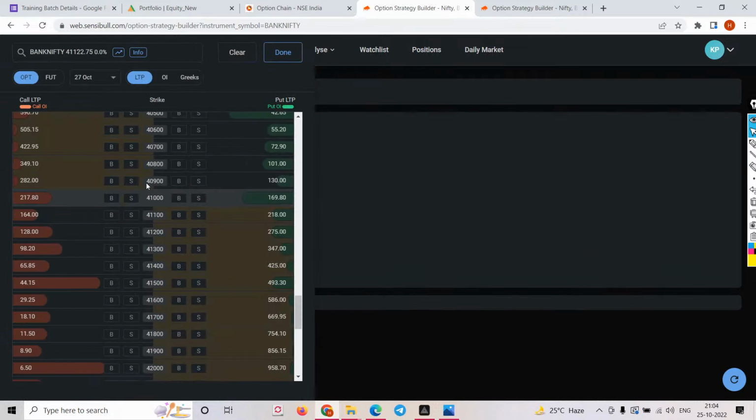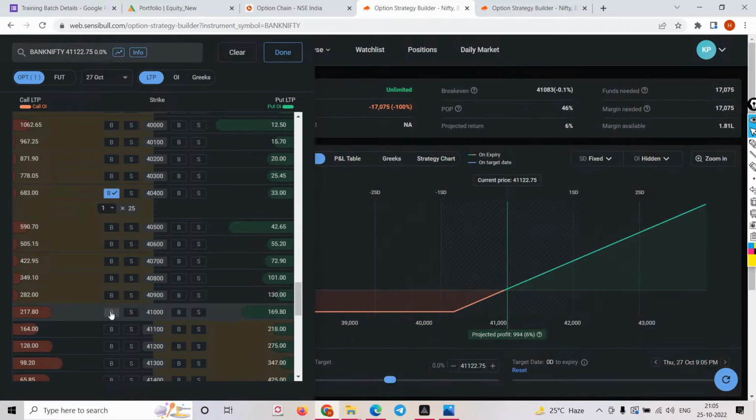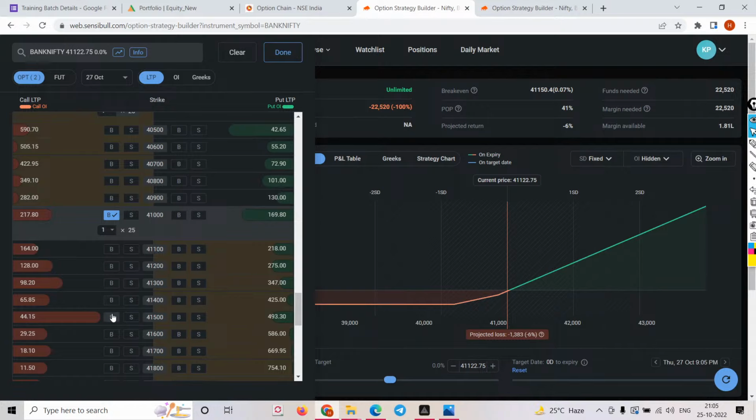Your market stands at 41,100. Majority of option buyers think, rather than going for out of the money OTM, let me show you three things. I'll go for in the money, I'll buy the 40,400. I'll buy one at the money. I'll also buy one 500 strike, and I'll also buy one OTM.